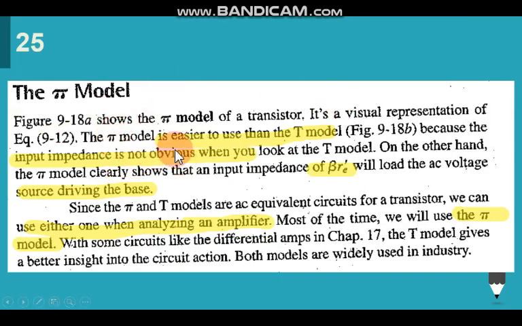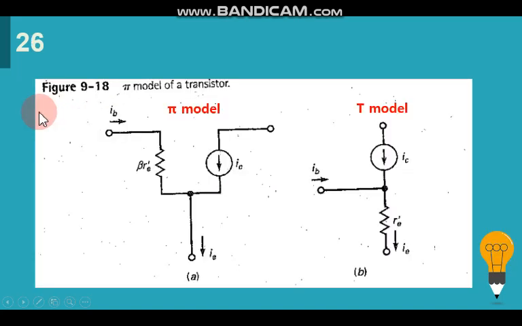The pi model is easier to use than the T model because the input impedance is not obvious in the T model, whereas in the pi model we can see easily that it is beta RE dash. In the pi model, your base will be represented as input impedance beta RE dash, the emitter is grounded, and the collector will be represented as the current source. So see the comparison between the pi model and T model. The input current is IB, this is IE or IC, that is your T model, and the pi model represents the input impedance.